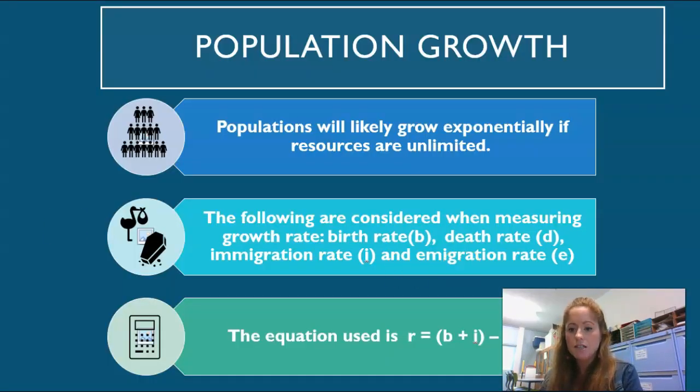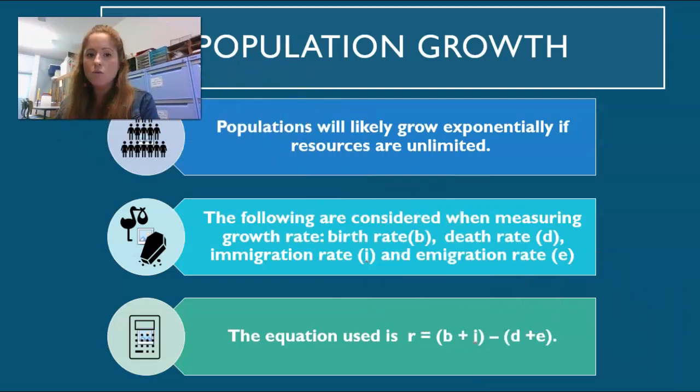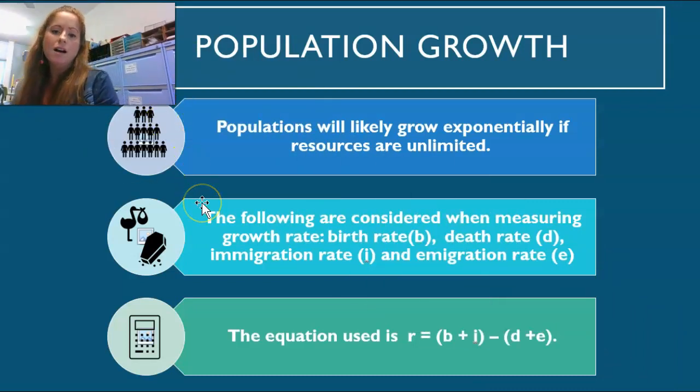So populations will grow exponentially if there's unlimited resources. We know that that's very rarely true. It is occasionally true, at least for a short amount of time. And so we will talk about that population growth model, what that looks like when resources are unlimited and populations are growing and growing and growing.